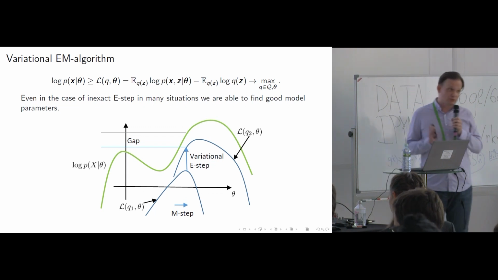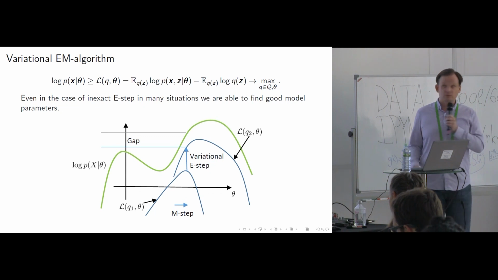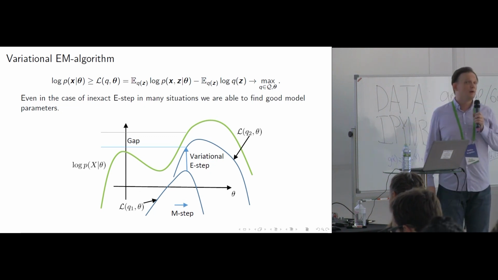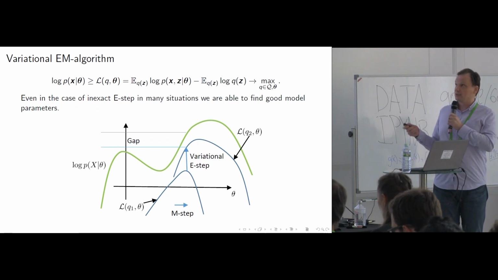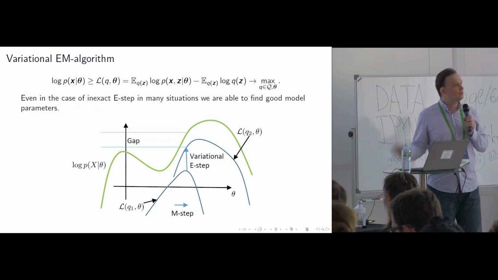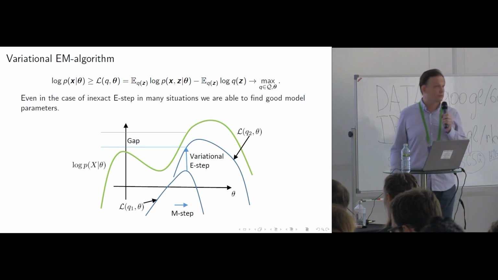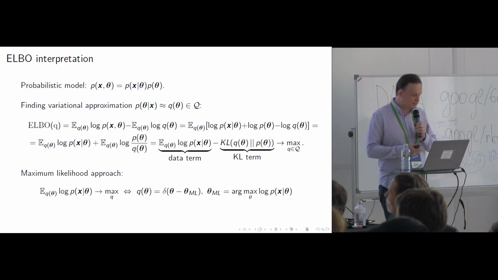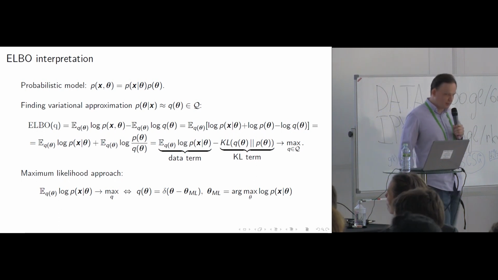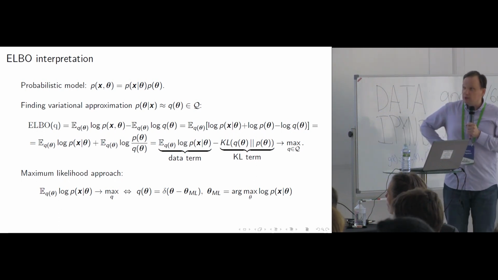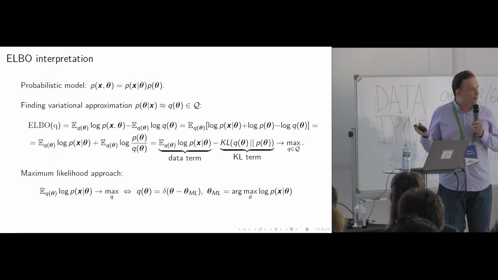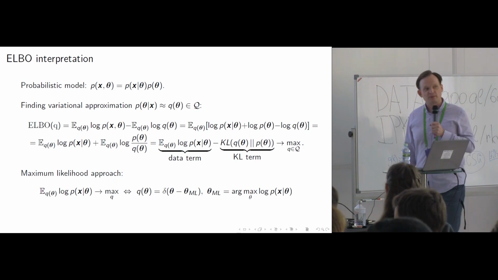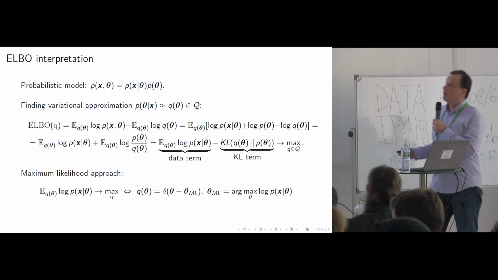So that's usually a standard recommendation that even if you are not able to make the exact E step, you can still use a variational EM algorithm for training your model with latent variables. Okay, another thing that it is important to discuss is some interpretation of this ELBO criterion function. So what is actually going on when we try to optimize this criterion function?